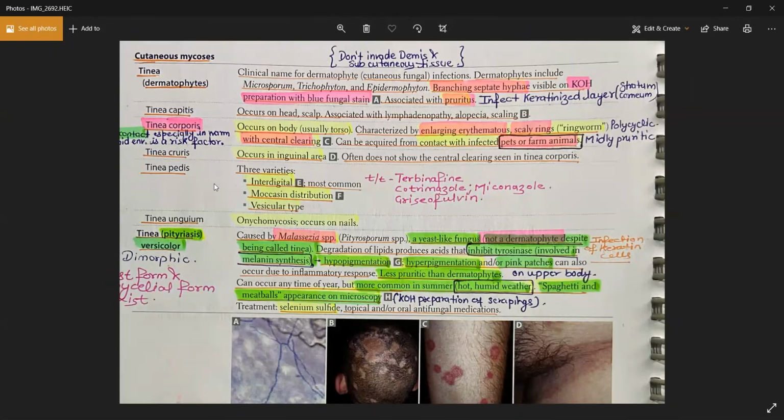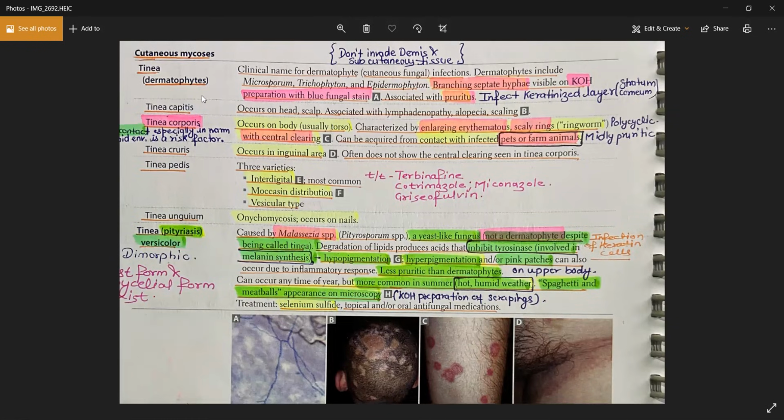Okay, very important. So the first one is tinea capitis, which causes infection of the scalp. It causes a very pruritic type of rash over your scalp. Okay, and it can also lead to alopecia. As you can see in this patient, this is fungus leading to alopecia.